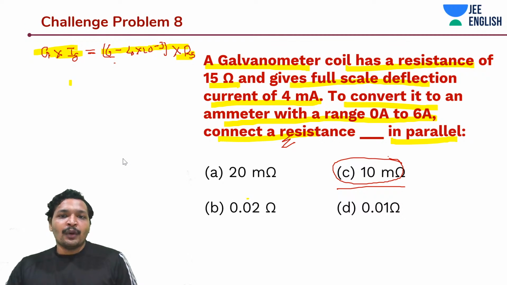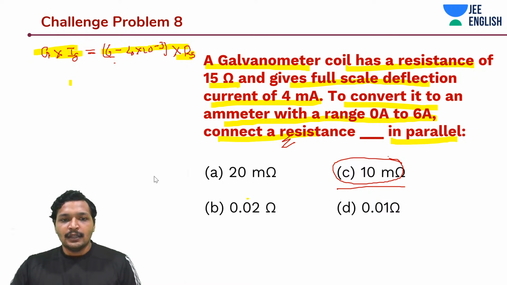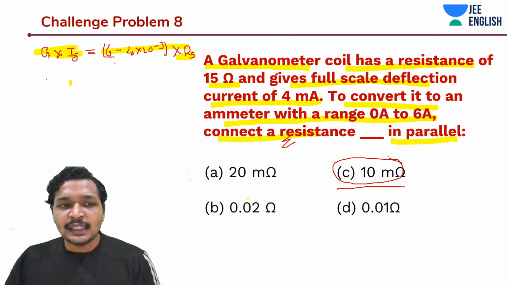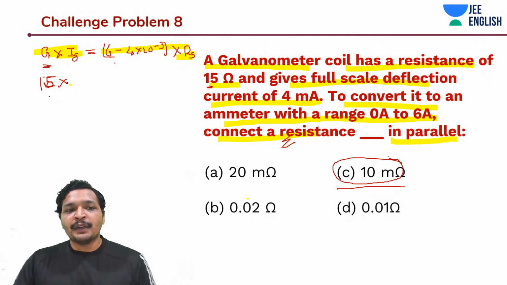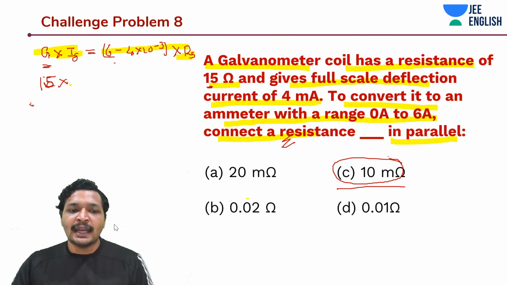How are you getting it? Like it is 15, right? Do it again: G into Ig. What is G given as? 15 ohms. What is Ig? The maximum current that can flow through the galvanometer, 4 milliampere. Beyond 4 milliampere, it cannot measure. It will get damaged, or it can't show on the scale.